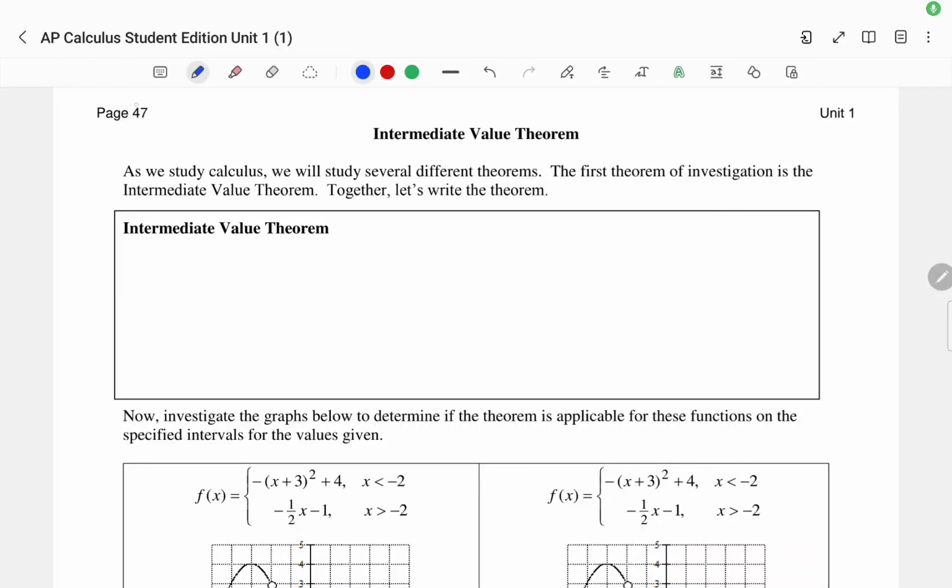So we have our next set of notes. We should be on page 47, and again, we should be taking notes as we watch this video. Feel free to pause it if you need to. And these notes will be on the intermediate value theorem.